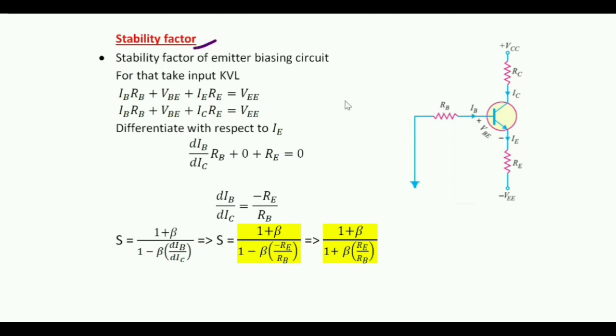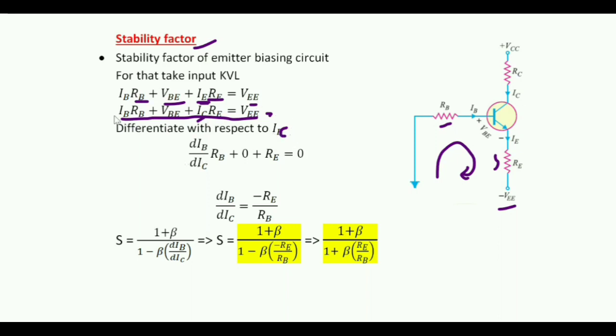If you see the stability factor of the emitter biasing circuit, for the stability factor we have to apply KVL at the input loop. So we are applying KVL, that is IBRB, the base voltage drop, plus VBE, that is the base to emitter voltage, plus IERE, that is the voltage drop across the emitter resistor, is equal to VE, that is the negative voltage supplied in this loop. If you simplify this, and we have seen that IE can be replaced with IC, so we have replaced this and formulated this equation, and we have to differentiate this equation with respect to IC.